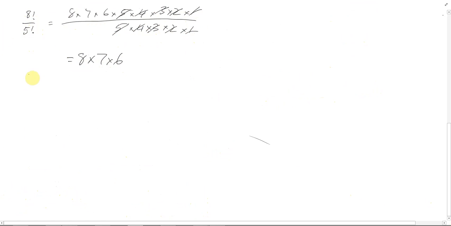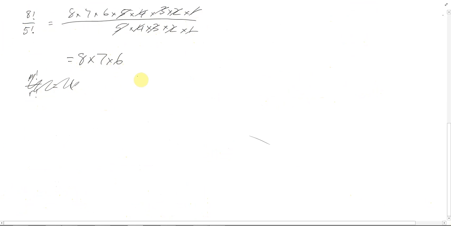There's a little handy thing you can do with factorials to cancel them out. Instead of just evaluating these two, you can cancel out. Makes your job a lot easier.